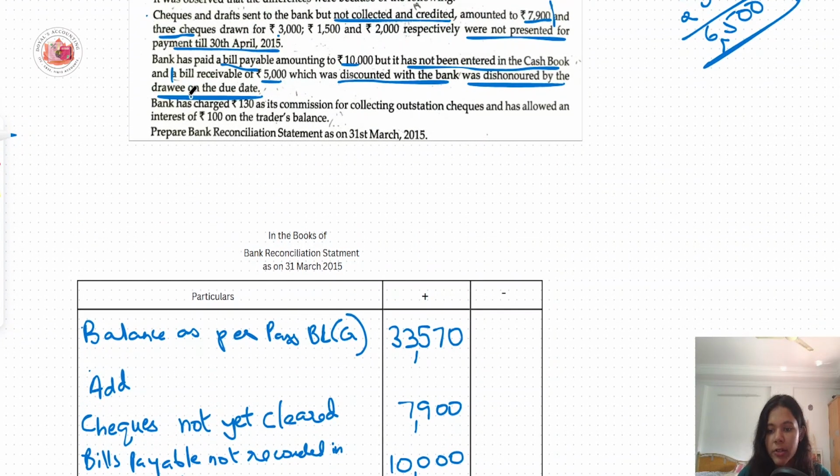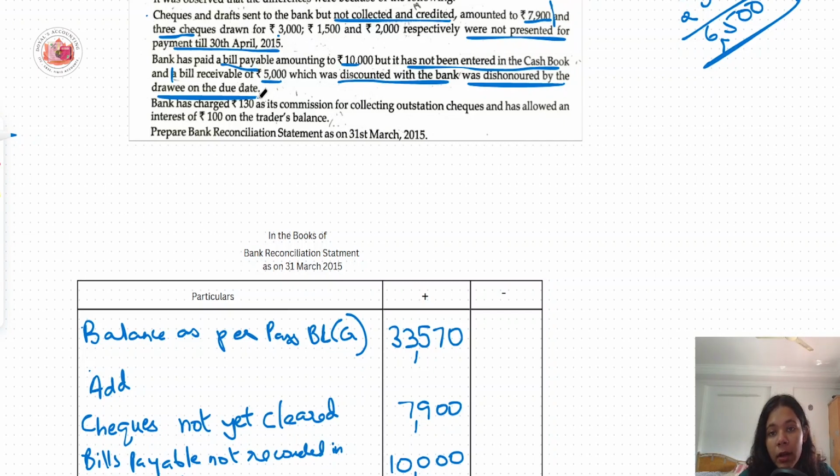Now the next transaction, a bill receivable of rupees 5,000 which was discounted with the bank was dishonored by the drawee on the due date. See, a bill receivable has been discounted by the bank. What does this mean? The bill was presented to the bank and the bank has given payment. The bank is expecting payment on a later date. But on that later date, this drawee is not paying up. Now, from where will the bank recover the money? From the person to whom it was issued.